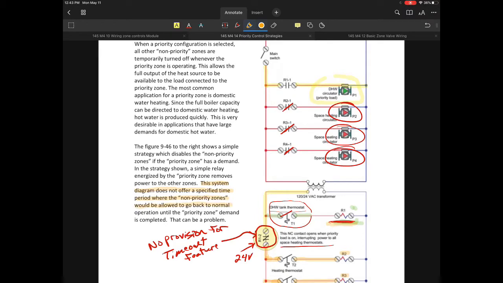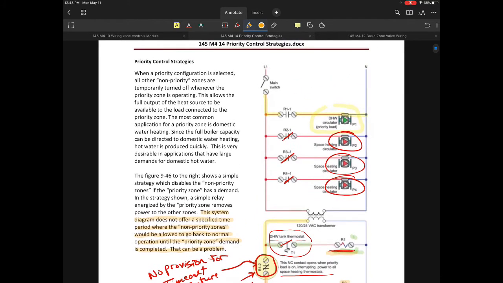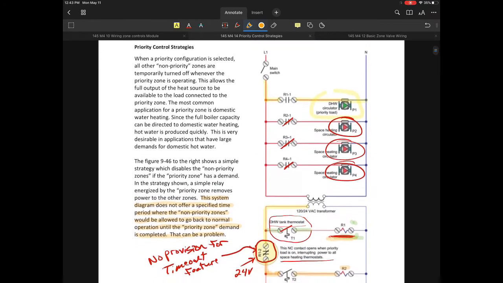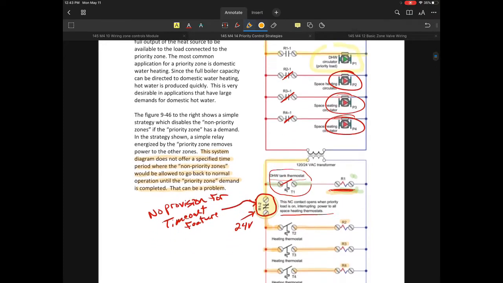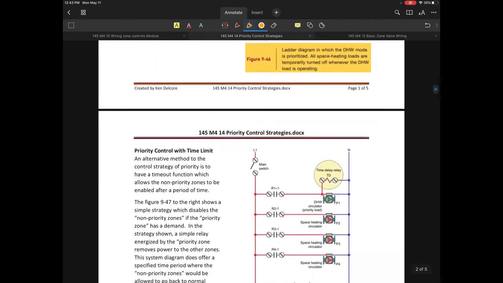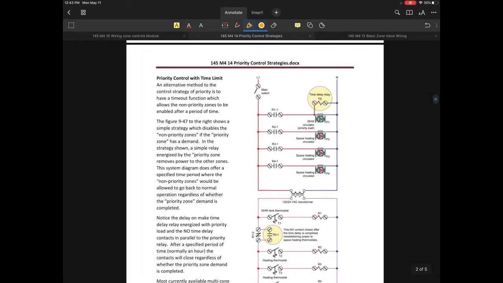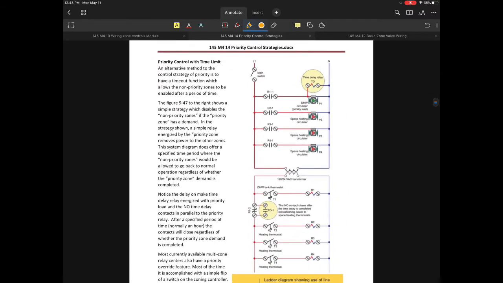So if the demand is still there, those other zones are not going to be functioning. In the handout here, I put a note that this system diagram does not offer a specified time period where the non-priority zones would be allowed to go back to normal operation until that priority zone demand is completed. And that is going to be a problem in some cases. So I would say maybe this is not the best strategy. There are ways that we can put that in there.